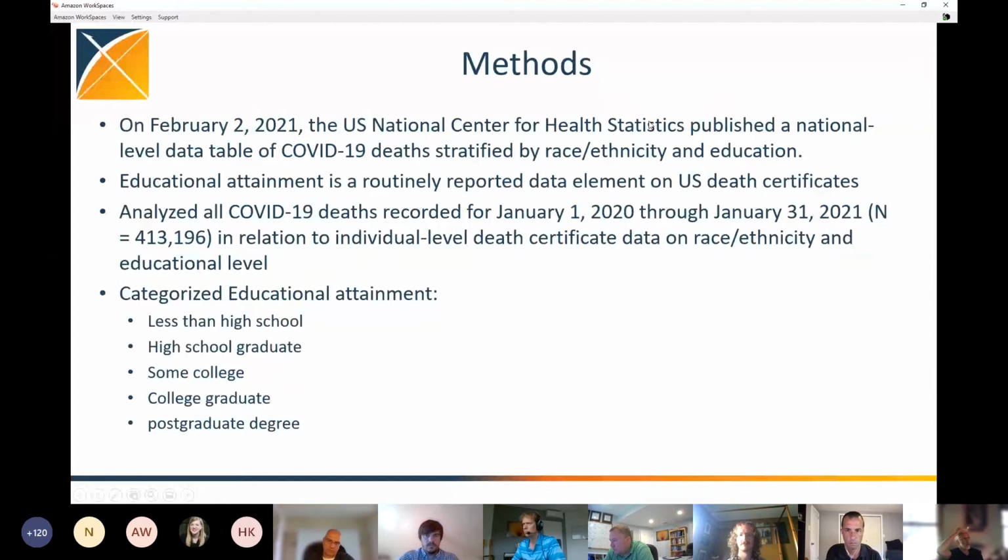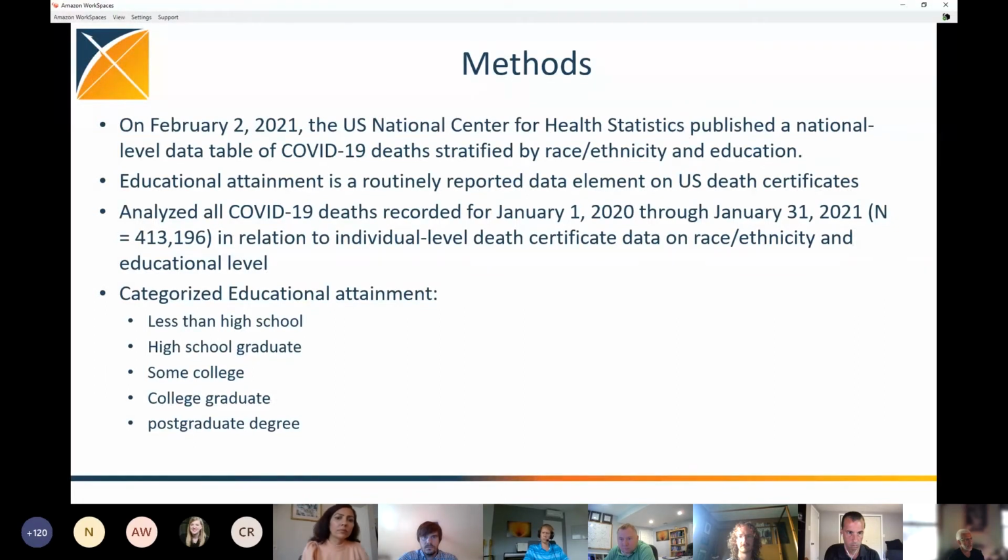Just real quick, going through the methods, what they did was they got all the death certificates, all the death data from the National Center for Health Statistics. They gave all the death data stratified by race, ethnicity, and education. And just to point out, educational attainment is routinely reported. You can find that from death certificates, so that's kind of interesting.